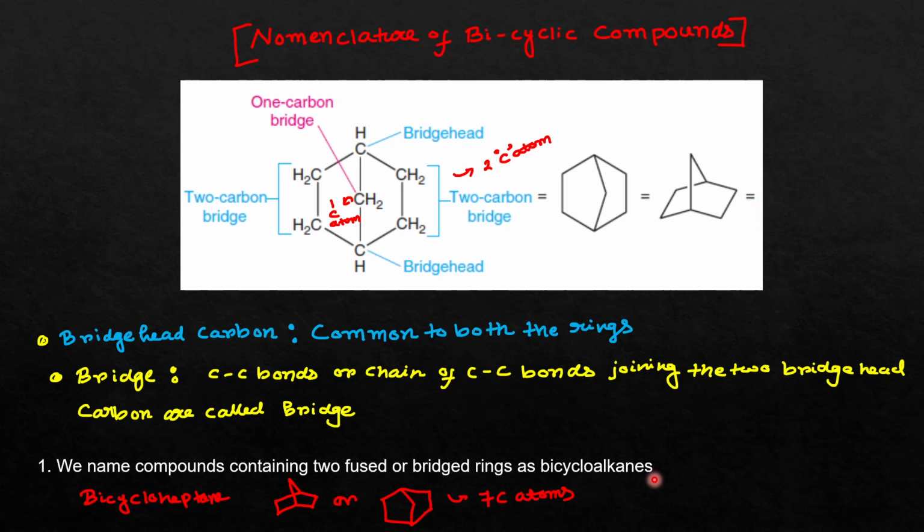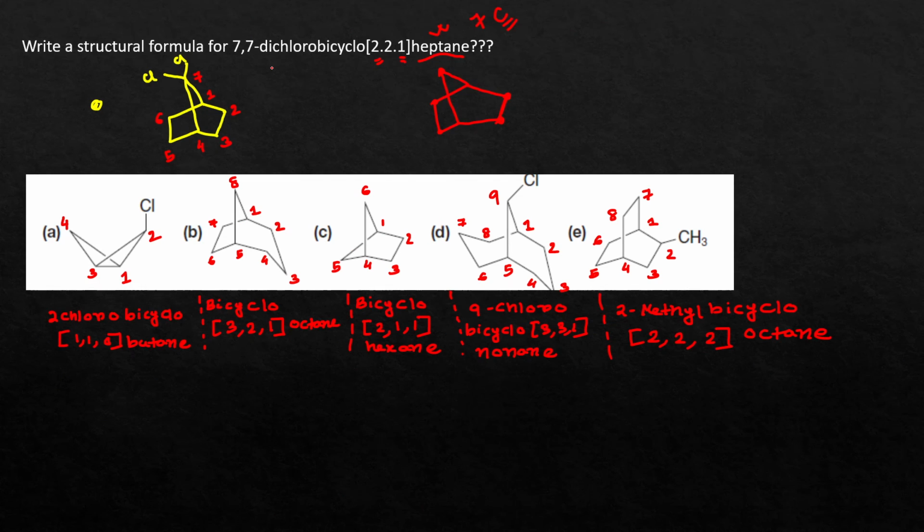Now there is a substituent, that is 7,7-dichloro. So after that you have to do the numbering itself. So how could you do the numbering? First you should start with 1 bridgehead: 1, then 2, 3, 4, 5, 6, and you can see that the shortest bridge should be numbered highest, so 7. So in that 7 position there will be 2 chlorine groups.